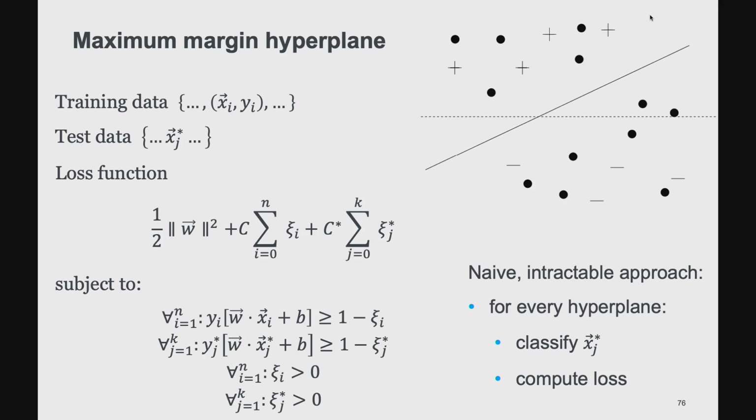Now, a naive approach might say, let's look at every possible hyperplane, and for every hyperplane, classify the dots. So the dots are here described with this asterisk. And let's assume then that for a hyperplane, these unknown dots are classified. Then compute the loss. What would happen?